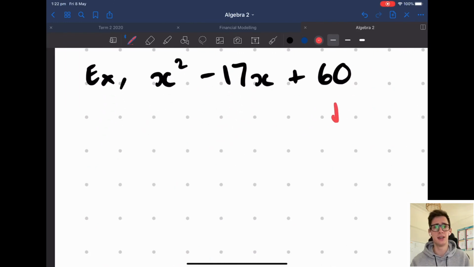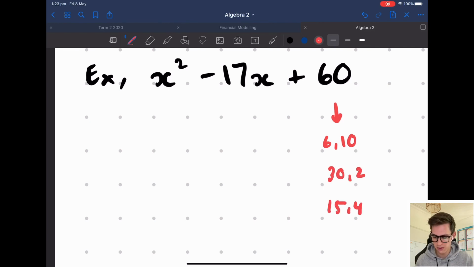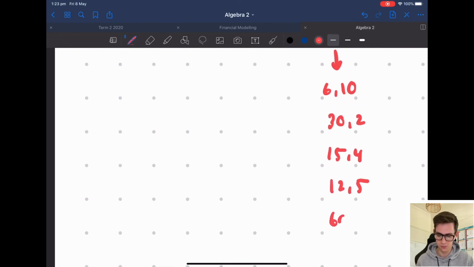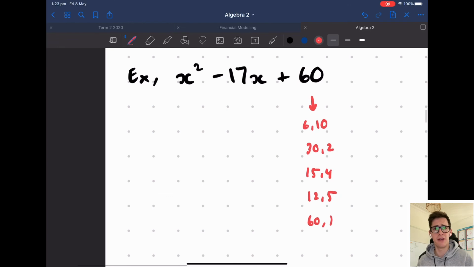Okay, this one's a little bit trickier. We're doing some yucky numbers, all right? So now we're going to have to list quite a few factors because 60 has got quite a few factors to it. So 60, what could we do? We could do 6 and 10. We could do 30 and 2. We could do 15 and 4. We could do 12 and 5. And we could do 60 and 1 even as well. There might even be more there that I've missed. But just writing them out doesn't take long.